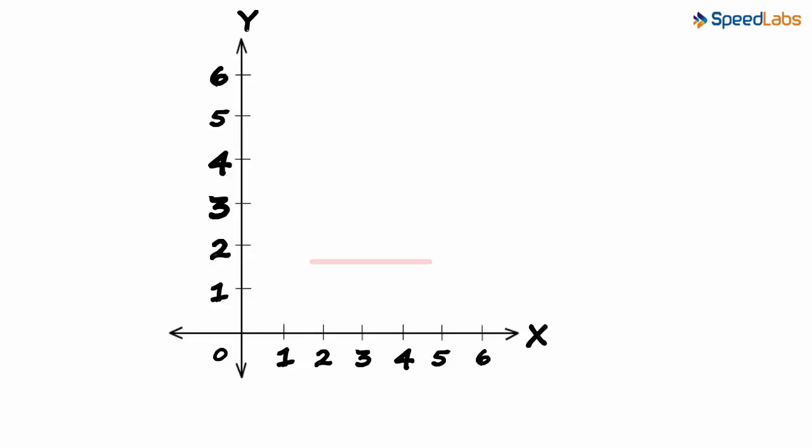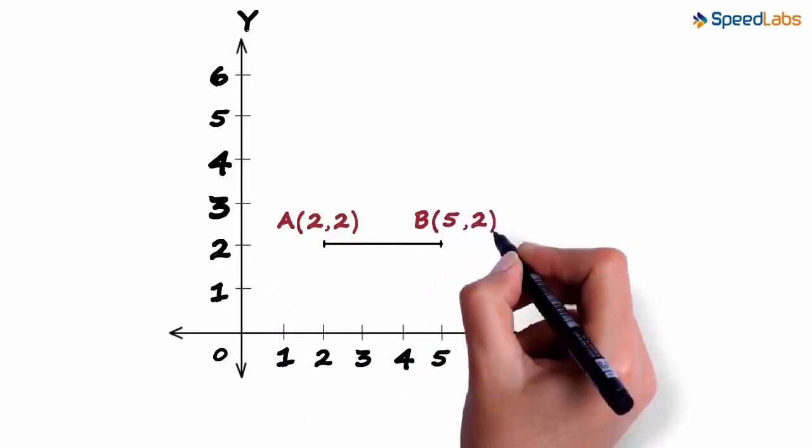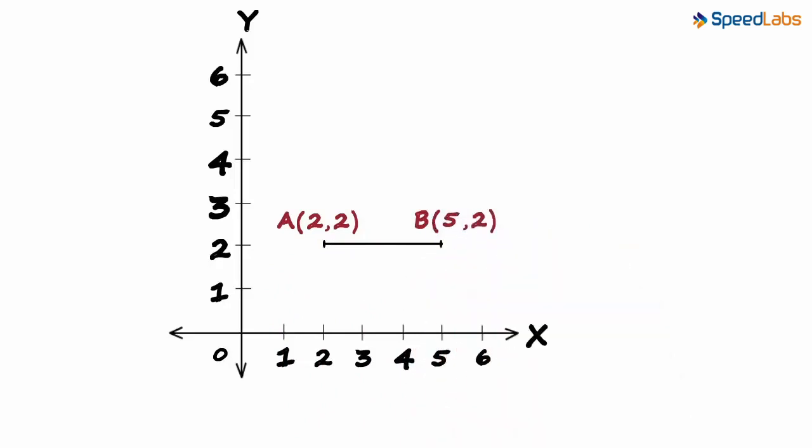How do we find the distance between 2 points which form a line parallel to one of the axes? Consider this line which is in the first quadrant of the xy plane, and we are given the coordinates of the endpoints. The coordinates of its endpoints are 2, 2 and 5, 2. We need to find the distance between points A and B, which is the length of segment AB.